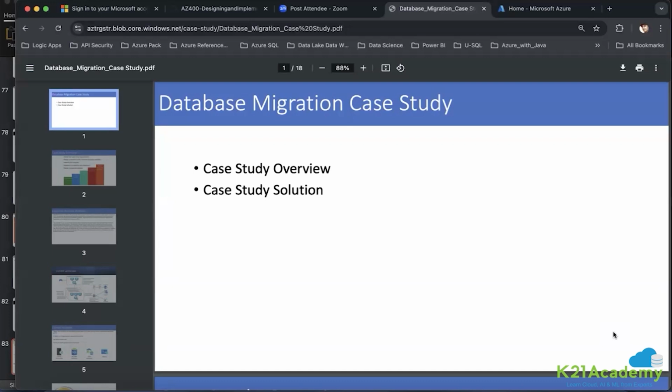Options are available in terms of Data Box. If you are doing it in AWS, there is Snowball. If it's in Azure, then we have Azure Data Box and so on. So that is a kind of use case we can think through.